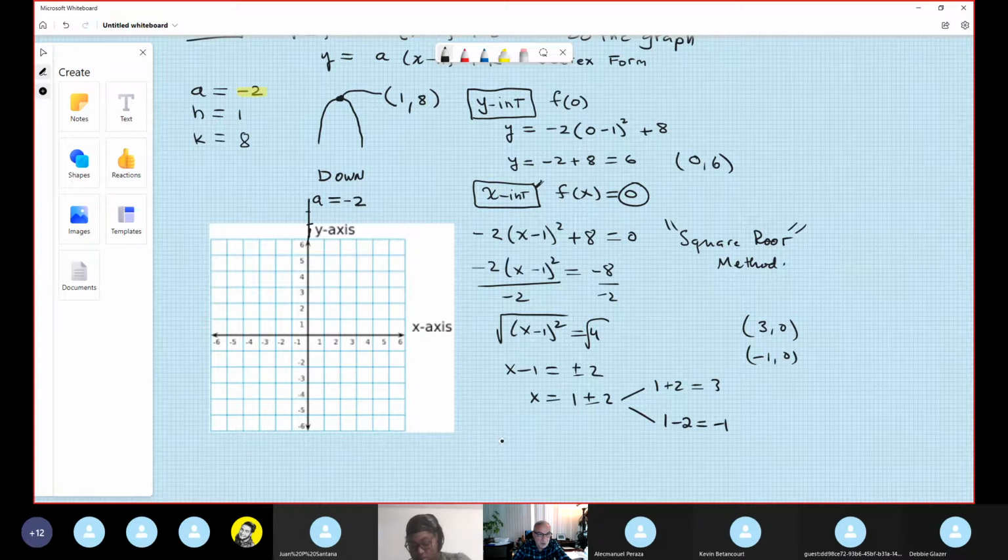This is 7, this is 8, and 1. I suppose that the vertex 1, 8 is here: 1 in the x component, 8 in the y component. This is the y-axis, an extension of the y-axis. Done, I plot that. 0, 6 on the y-axis, over there. One more point, this and this: 3, 0 and negative 1, 0. Using my imagination, I know that the parabola opens up and down. So the parabola looks like that.